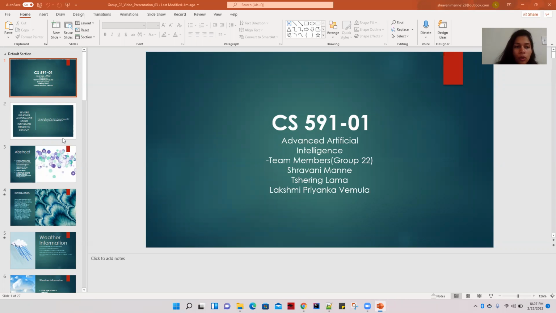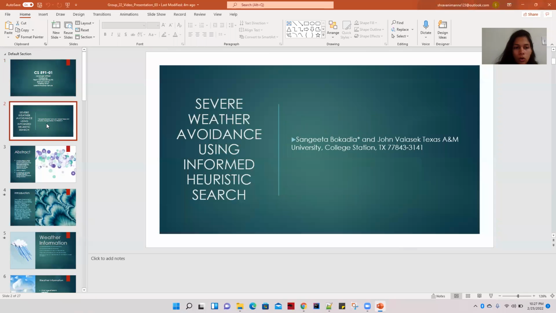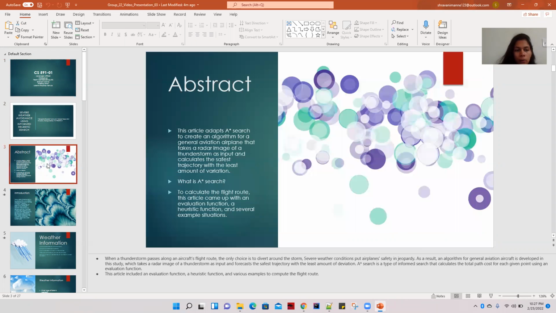So today we are going to present the topic called Severe Weather Avoidance Using Informed Heuristic Search. This article mainly focuses on the evaluation function, heuristic function, and various examples to compute the flight route.